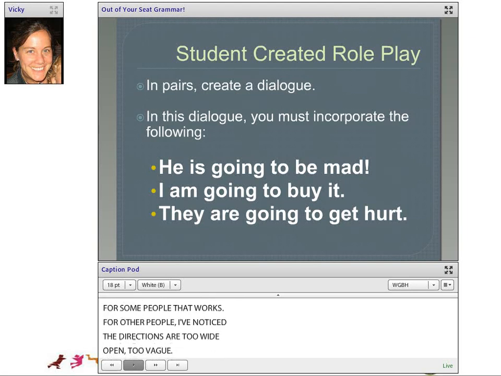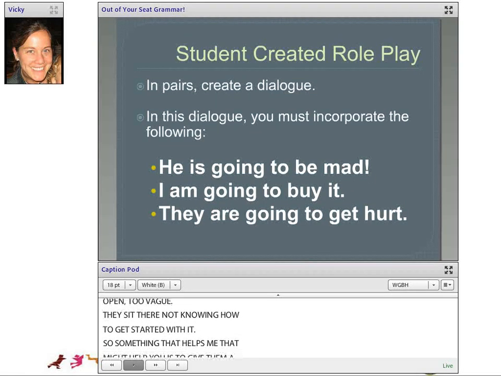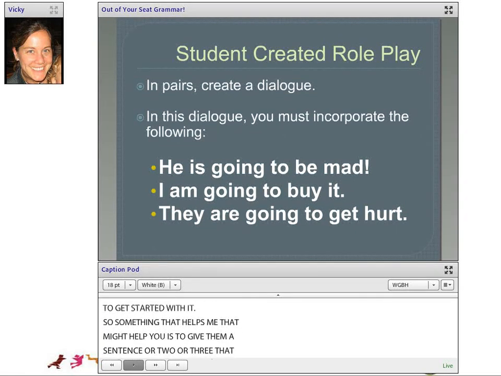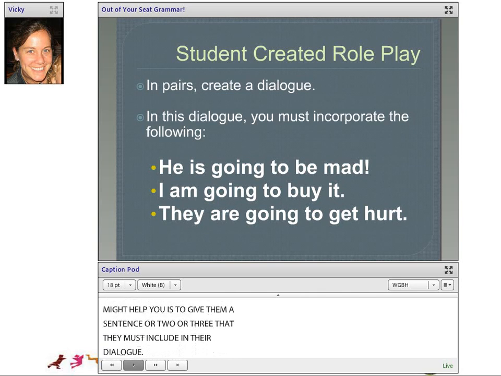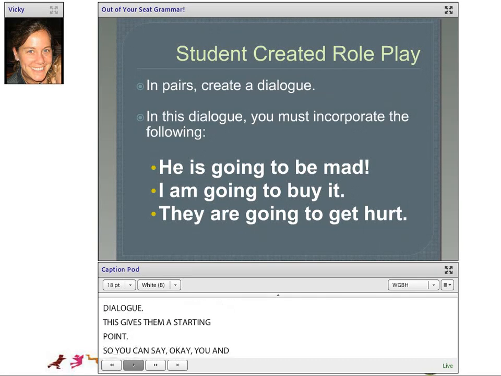And so something that's helped me, that might help you, is to give them a sentence or two or three that they must include in their dialogue. This gives them a starting point. So you can say, okay, you and your partner are going to create a dialogue. Both of you must have a role. You're both going to have to talk. And you must include these three sentences: He is going to be mad, I'm going to buy it, and they are going to get hurt.